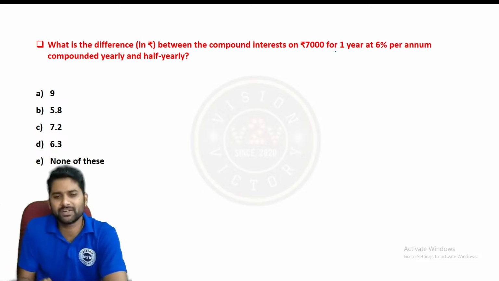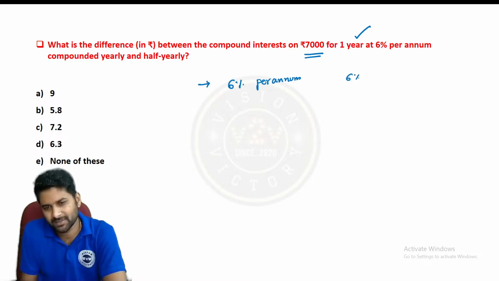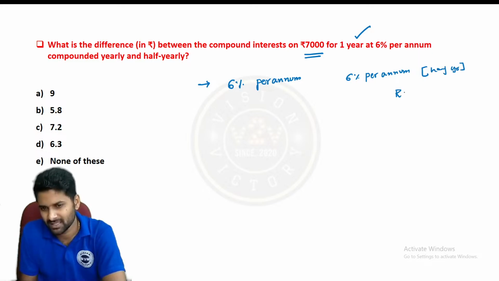What is the difference between compound interest of 7,000 for 1 year at 6% compounded yearly and half yearly? Guys, 6% per annum. So this is one calculation. 6% per annum, but you have to pay half yearly, which means every 6 months you have to pay. Remember that the rate of interest is halved, the time period is 2 times. It means you have to pay first 3%, then second 3% plus.